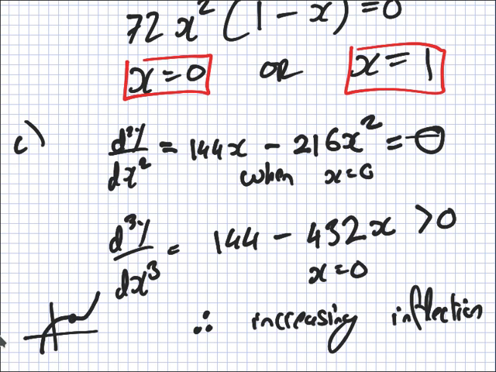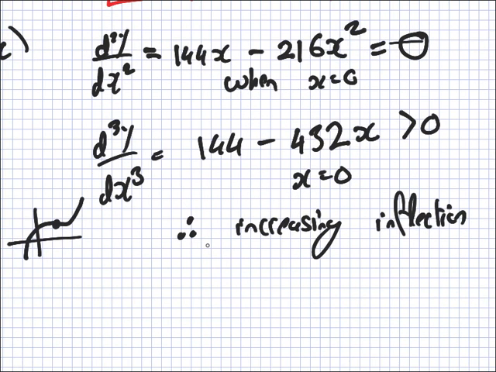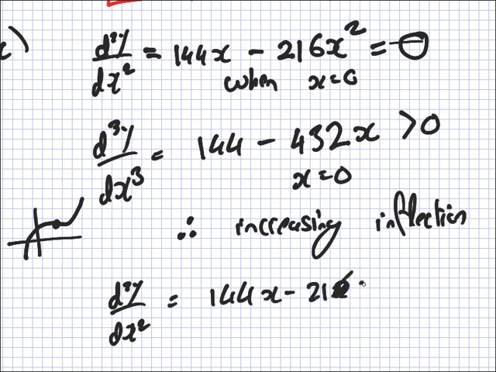Now, we have to do what happens at 1. So what happens if I put 1 into the second derivative? I'll get a positive, a negative, or 0. If I put in x equals 1, what do I get? Negative. Okay, so back to the flowchart. The first derivative is 0 and the second derivative is negative. That should be a max, isn't it?